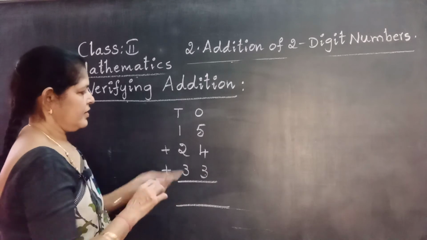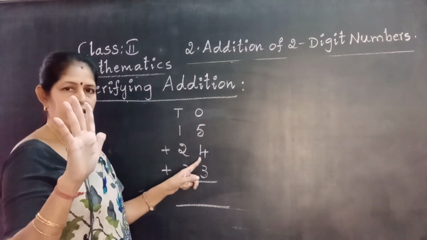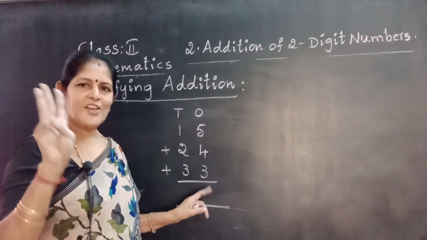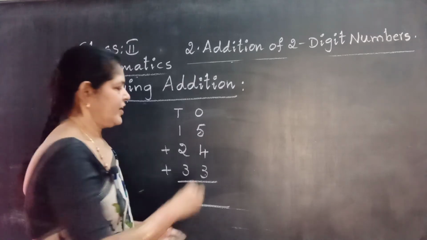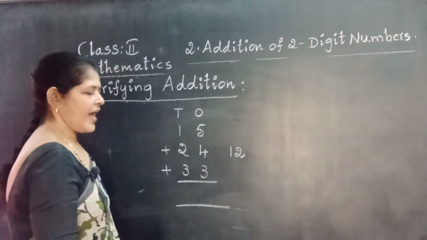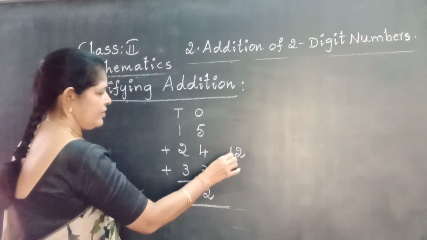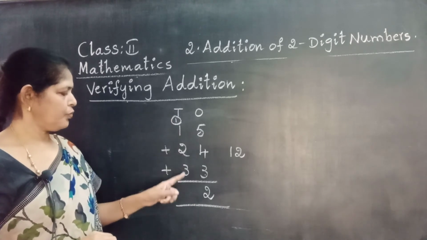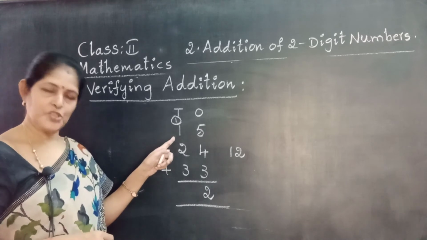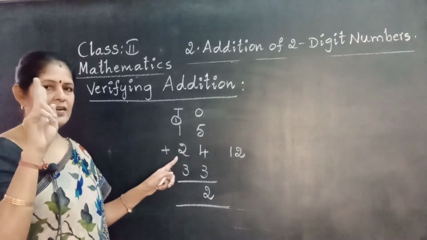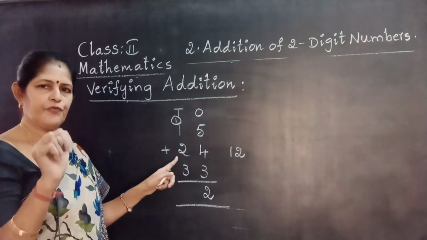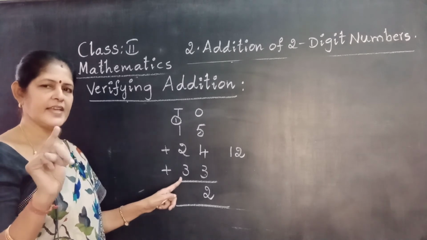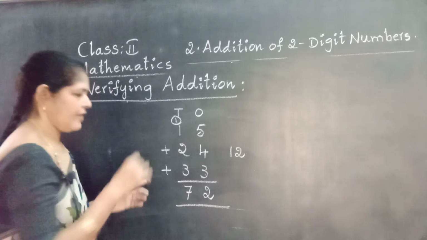First adding ones. Take 5 fingers. 4 after 5, 6, 7, 8, 9. 9 in the mind. Take 3 fingers. 9 after 10, 11, 12. We get 12 ones. Right side, 2 write in the ones place. 1 carry to tens place. Now 1 plus 1 plus 2 plus 3. 1 plus 1, 2. Very good. 2 in the mind. Take 2 fingers. 2 after 3, 4. 4 in the mind. Take 3 fingers. 4 after 5, 6, 7. What is the total? 72.